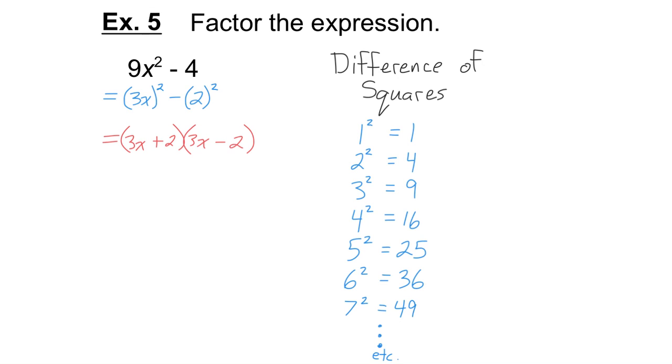Now it's pretty easy to factor a difference of squares. Look at this: 3x, 3x, 2, 2, plus in one, minus in the other. If I expand and simplify this, I'll get 3x times 3x is 9x squared, minus 6x plus 6x, that cancels out to 0. 2 times minus 2 is minus 4. So we do end up with this. So if it's a difference of squares, you're finding what you're squaring, put it in each bracket, plus in one, minus in the other.